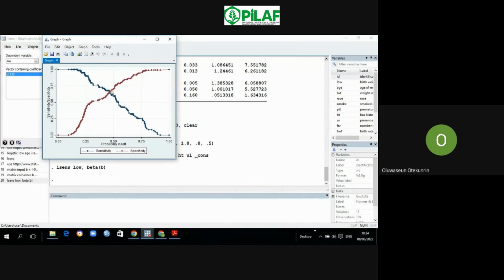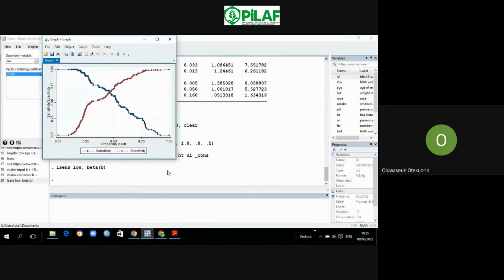Not exactly on 0.75. That line is not exactly on 0.75. It's where it's crossed. It's not exactly on 0.75, but it's very close. And you see the intersection between the sensitivity and the specificity. You see the intersection here. The intersection is also very close to 0.50.